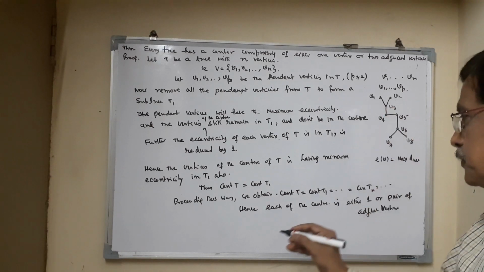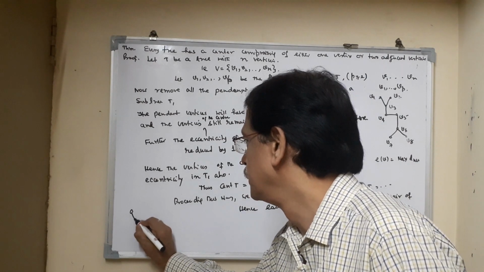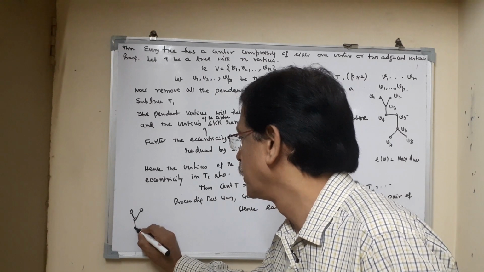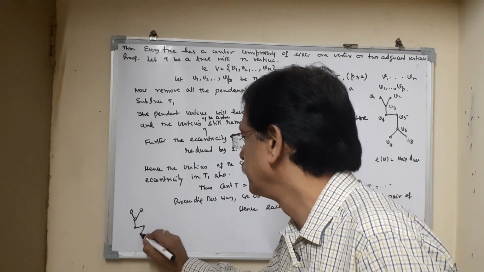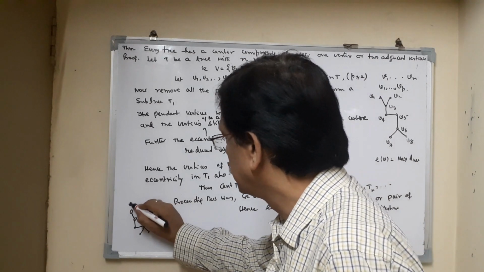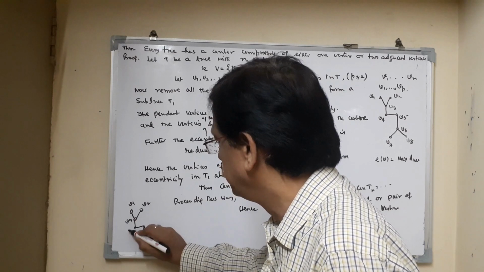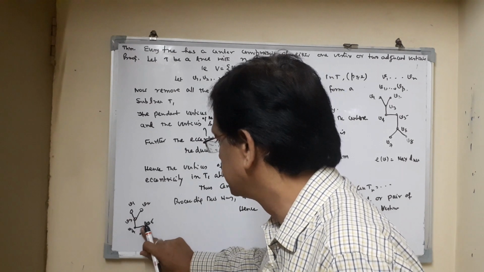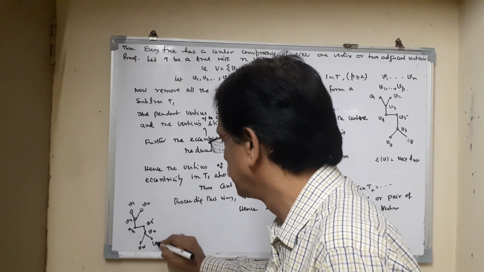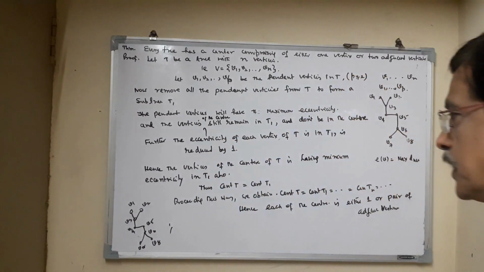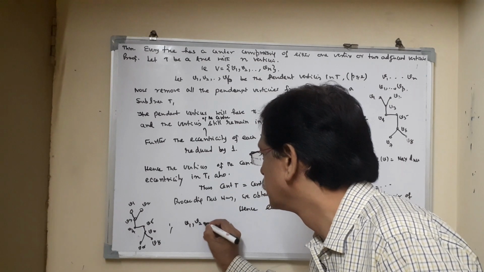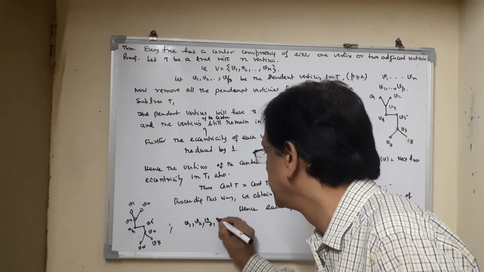Let me remove V1, V2. So I have this graph. There are two cases now. Again I have this V1, V2, V3, V4, V5, V6, V7, V8. Now let us apply this. What are the pendant vertices? V1, V2, V7, V8 are pendant vertices.